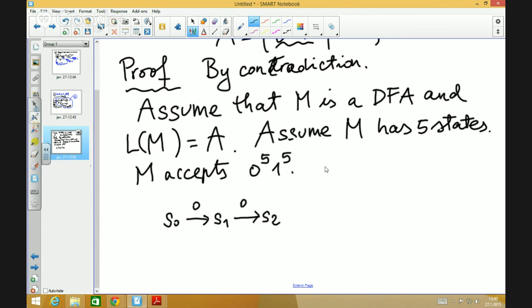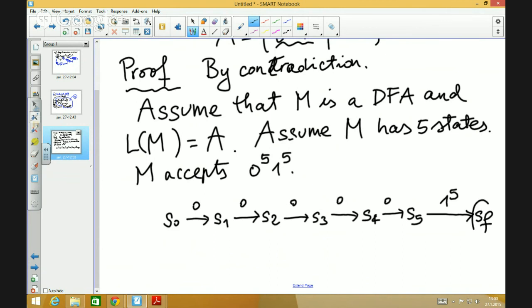It goes to another state. It reads the third 0. It goes to another state. It reads the fourth 0. It goes to another state. It reads the last 0. It goes to another state, from which it will read 5 ones, and it will reach a final state. That's an accept state.